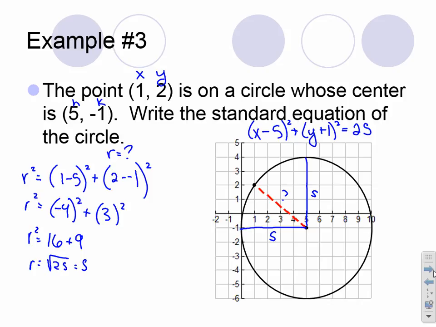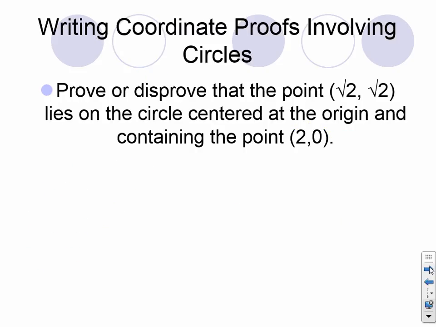Okay, now what we're going to do is kind of like a proof, but we're not going to do a 2-column proof or anything like that. We're going to do some proof with math behind it. So what you need to do is prove or disprove that this point, radical 2, 0, lies on the circle that's centered at the origin. So the center is at the origin, and the point is on this circle.